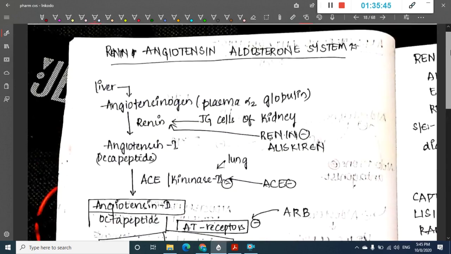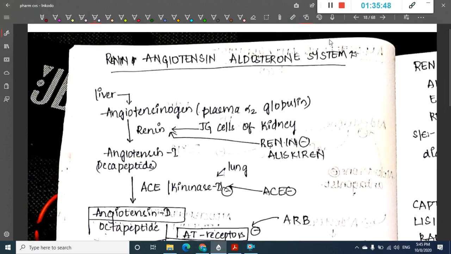Next we have the renin-angiotensin system. We will learn this in our next class.